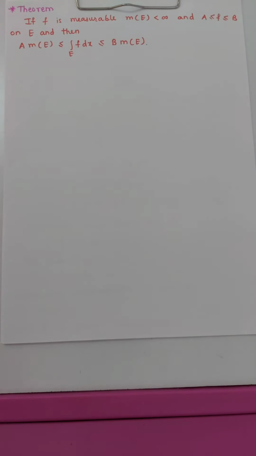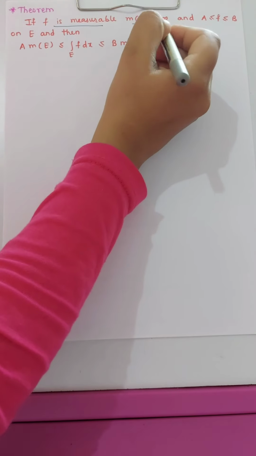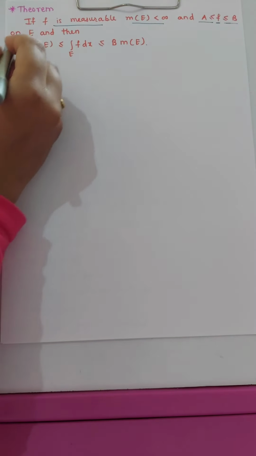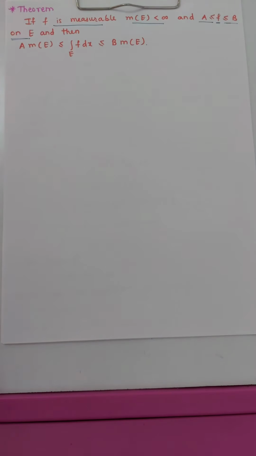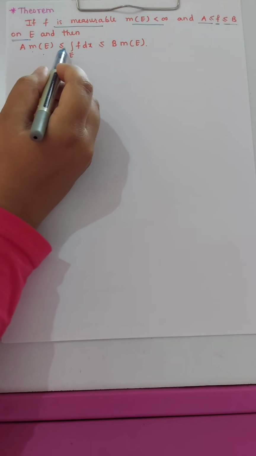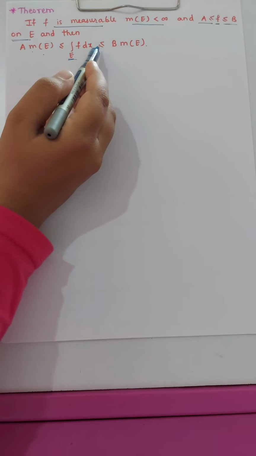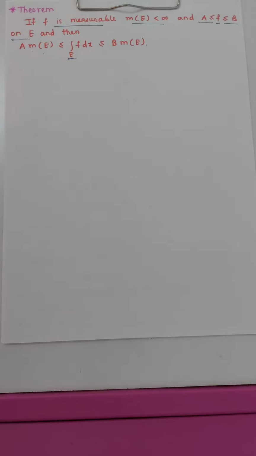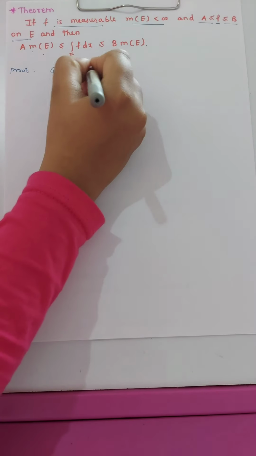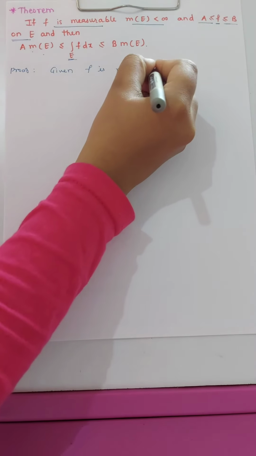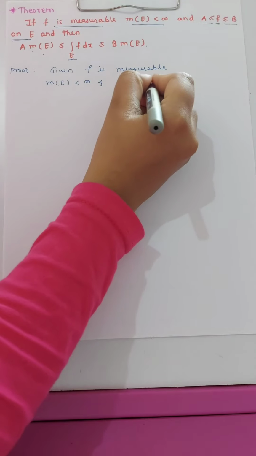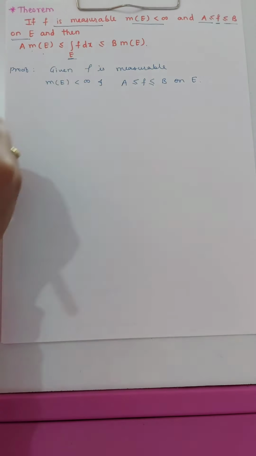Next theorem is, it is given that f is measurable, measure of E is less than infinity, and a is less than the function f, which is again less than b, defined on the measurable set E, and then we have to prove that a into the measure of E is less than or equal to the integration of f over E, less than or equal to b into the measure of the measurable set E. So proof, given that f is measurable, also measure of E is less than infinity, and a is less than the function f, which is less than b on the measurable set E.